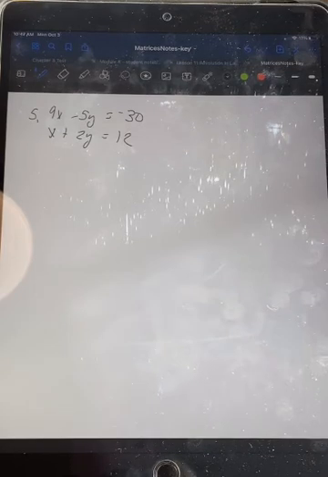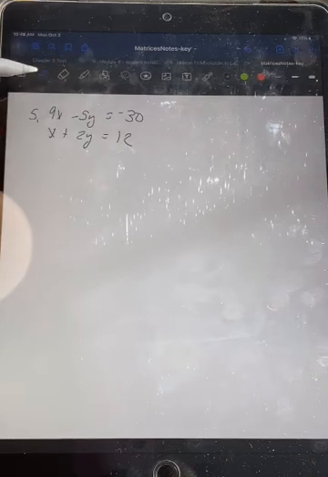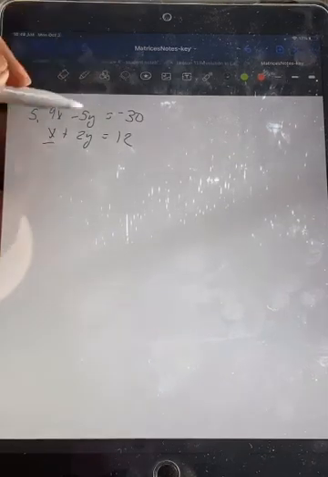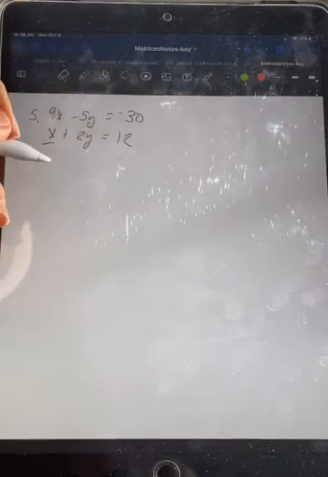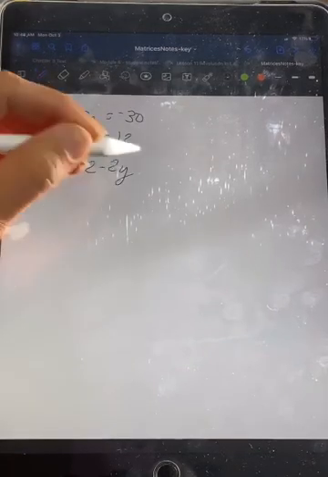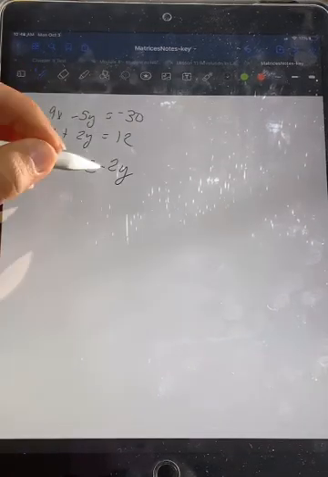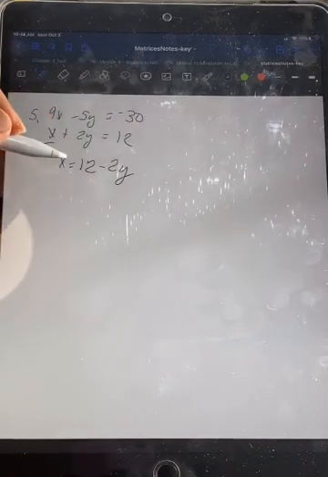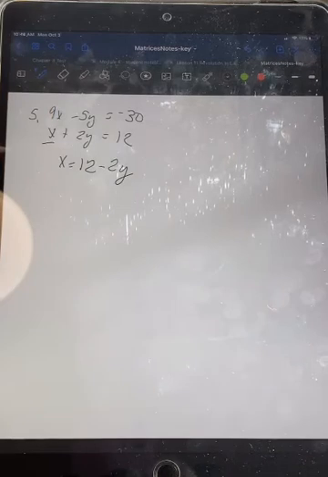Substitution means we're going to solve for one of the variables, and then we're going to plug it into the other one. So we're given two equations here. And the variable that looks like the easiest to solve for is going to be our x, because it already has no coefficient. So I'm simply going to rewrite our bottom equation as x equals 12 minus 2y. I like to have that negative inside. You can put it in front if you'd like as well.